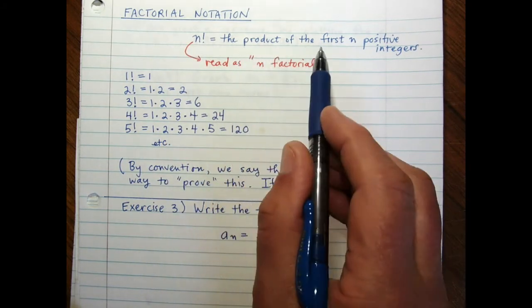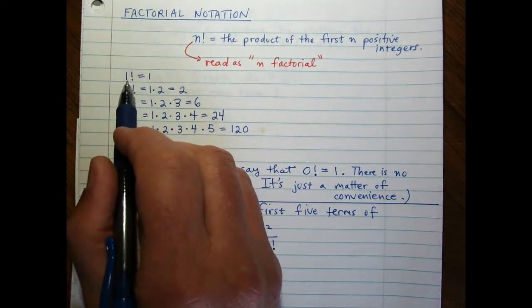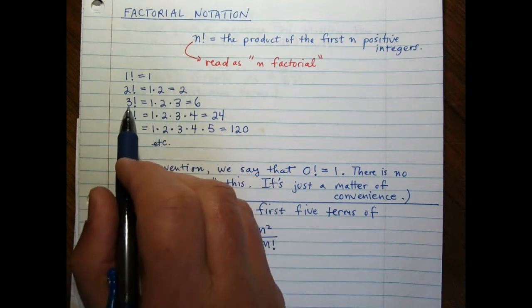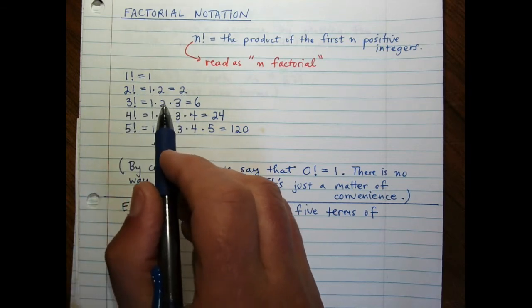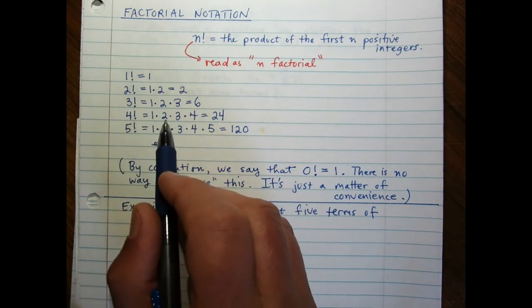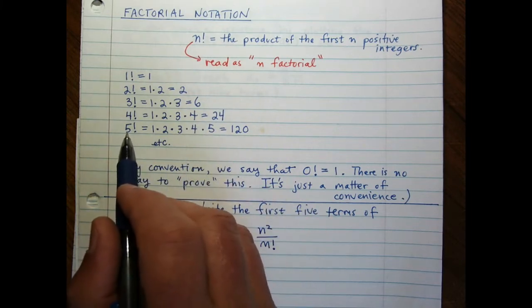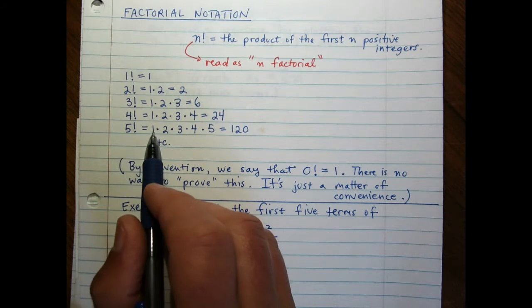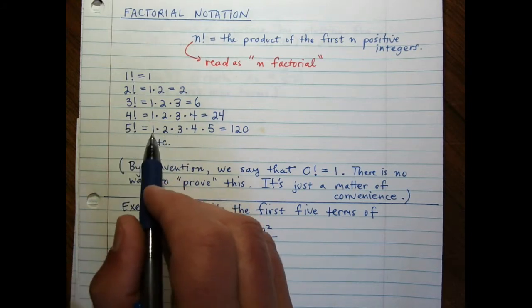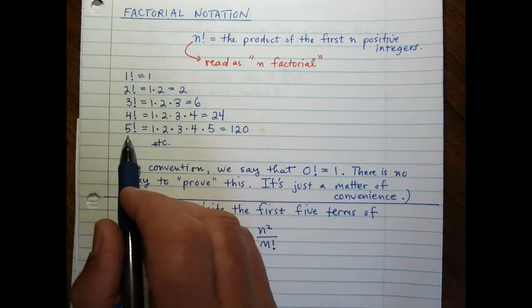So 1 factorial is just 1. 2 factorial is 1 times 2, or 2. 3 factorial is 1 times 2 times 3, turns out to be 6. 4 factorial is 1 times 2 times 3 times 4 is 24. 5 factorial, so what you do is you just start with 1 and you keep multiplying successive positive integers until you get to the number in question. So 1 times 2 times 3 all the way up to times 4 times 5 for 5 factorial. And that product turns out to be 120.